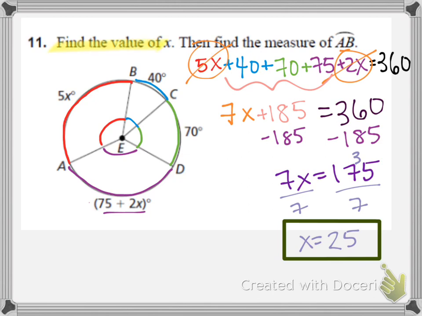So find the value of x. We have done that. Then it says find the measure of AB. So the measure of arc AB is 5x. So we're actually going to have to plug in for x. Instead of x, we're going to plug in 25. So 5 times 25 is 125 degrees.